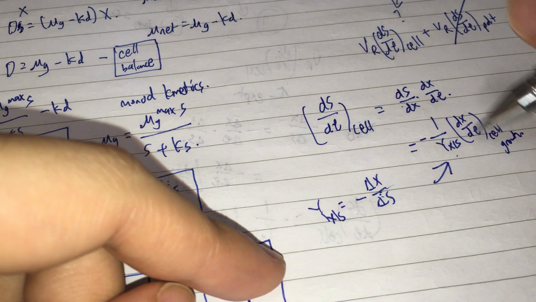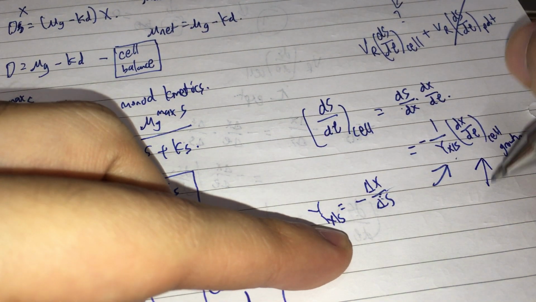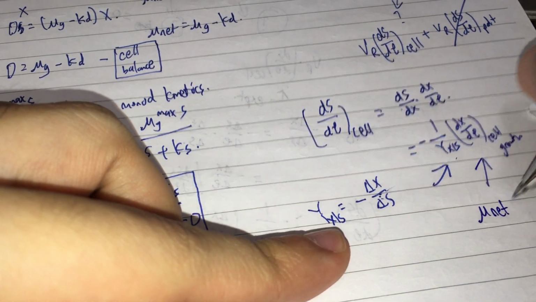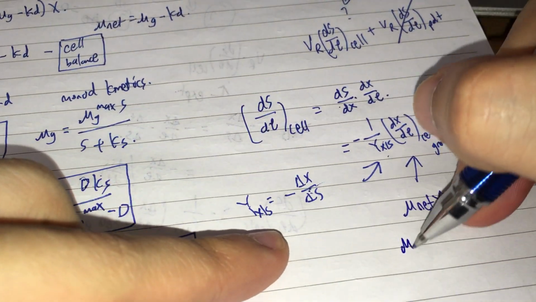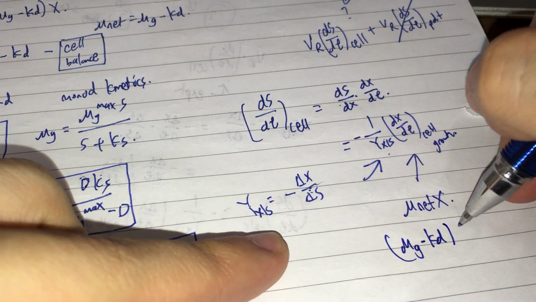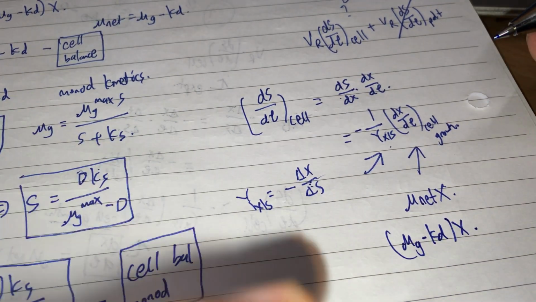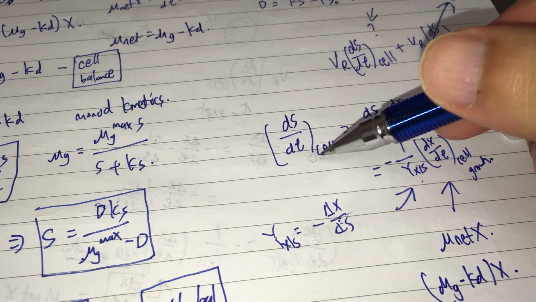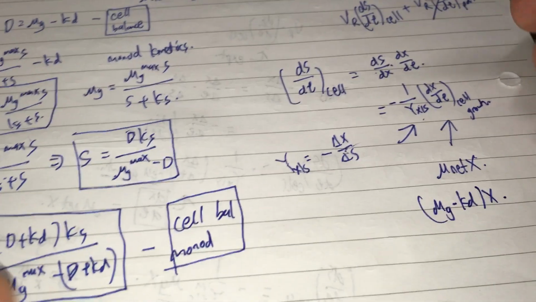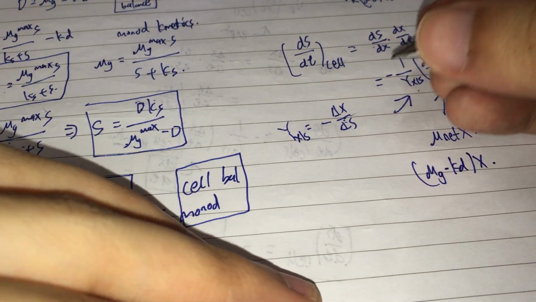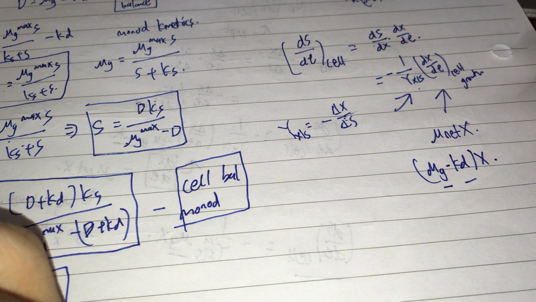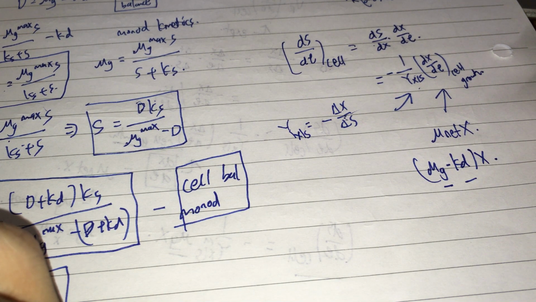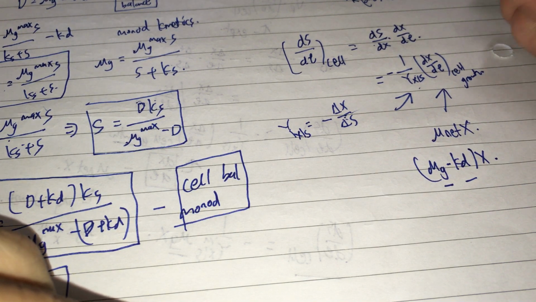So we have an expression now, and this of course is equal to mu net into x. So mu net into x, so that's mu g minus kd into x. So that's your ds dt due to cell growth or cell consumption. So this is the growth term and this is the maintenance.